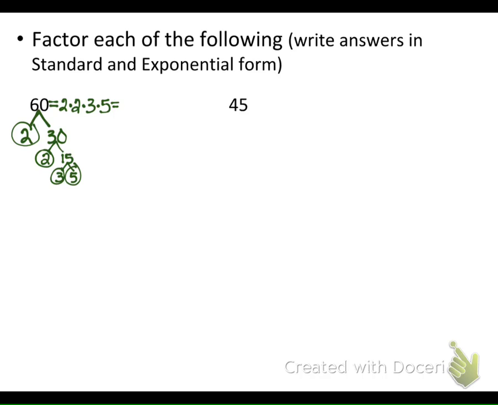The second part of my directions say write it in exponential form. So Alex, how would I write this in exponential form? How many 2's do I have? So I'm going to put 2 squared times how many 3's do I have? Just 1. So I could put 3 to the first, but that's extra. I don't really need it. Times what? 5.